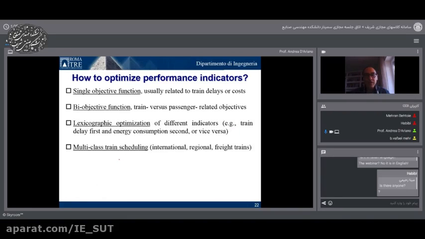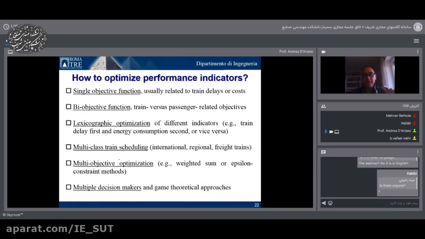And then, of course, you also have more in general multi-objective optimization. You might need to combine multiple indicators, and you can use, for example, weighted sum or epsilon constraint methods. Or you might even be in the case in which you have multiple decision makers and you end up with a game. Recently, Professor Corman published a nice paper in Transportation Science where, in the game, the infrastructure manager and the operating company were trying to optimize certain objective functions, not necessarily in agreement with the passengers, and the passengers were optimizing their own objective.